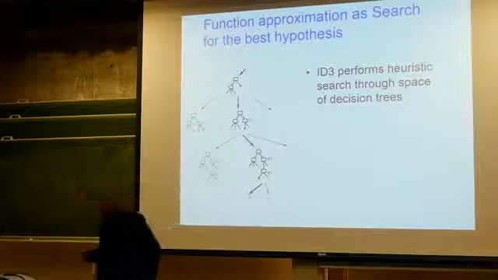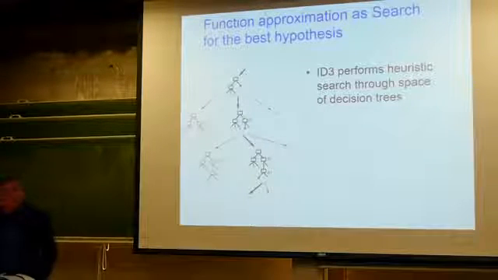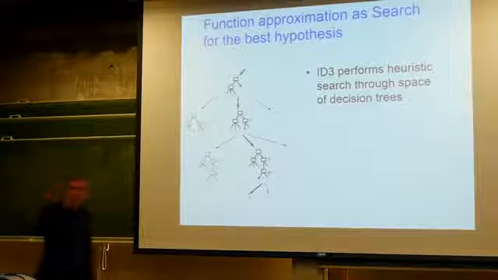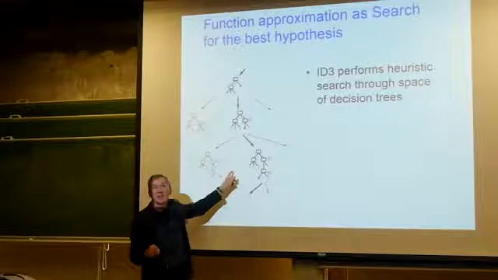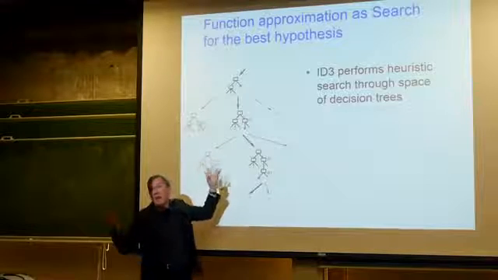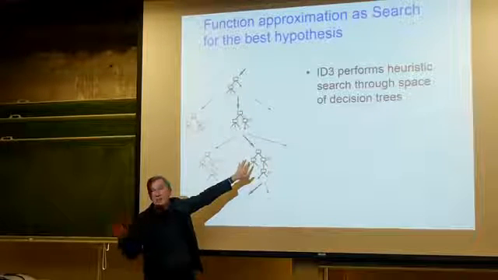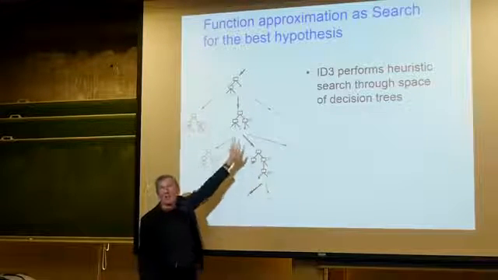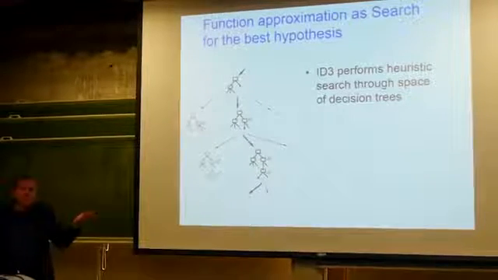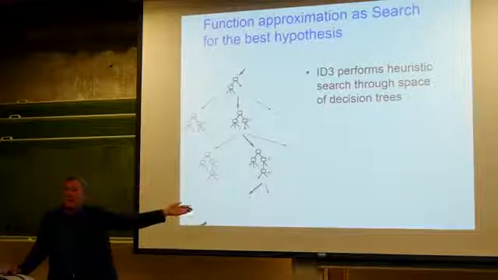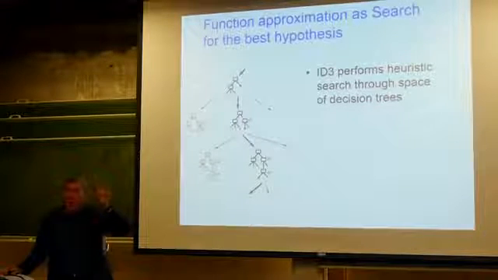In fact, in general, we can think of many of these algorithms as performing a search through a space of possible hypotheses. Each decision tree is a different hypothesis about what the target function really is. And many of these algorithms we can characterize as simply performing a search through the space of possible hypotheses for the best one.